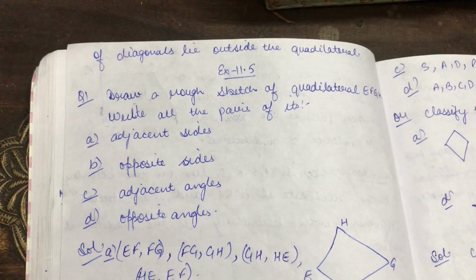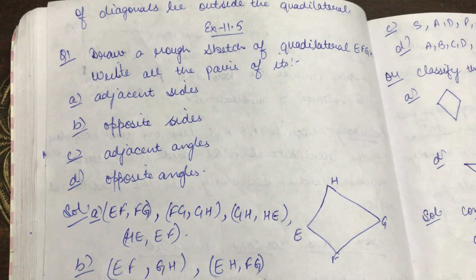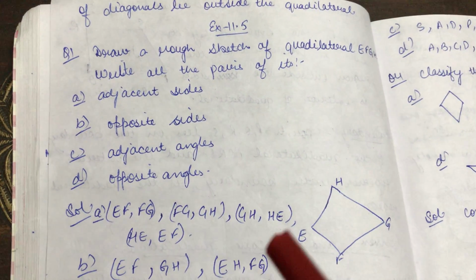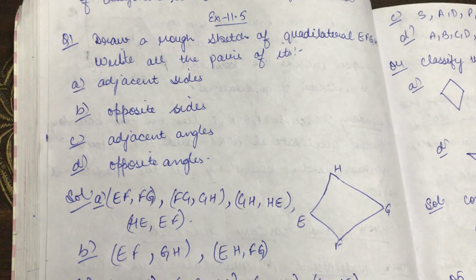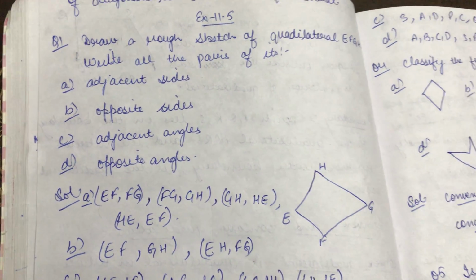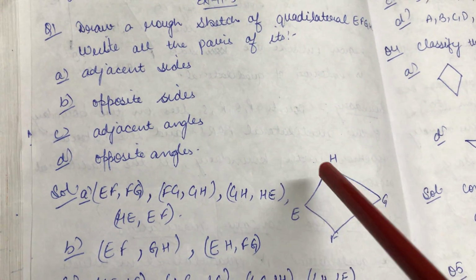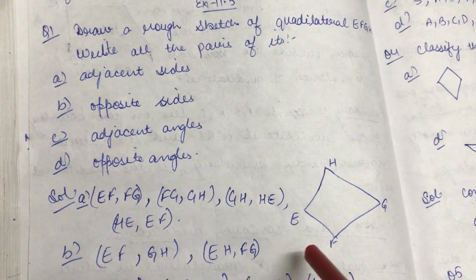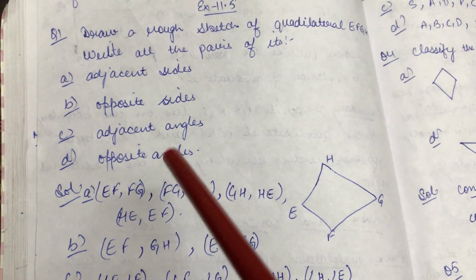Next is exercise 11.5 from your book. Draw a rough sketch of the quadrilateral EFGH and write all the pairs of its adjacent sides. So firstly EFGH, I am going to draw this quadrilateral. Adjacent sides are EF and FG, FG and GH, GH and HE, HE and EF. So we have the four pairs of adjacent sides.